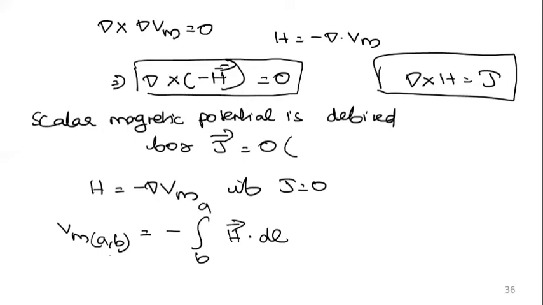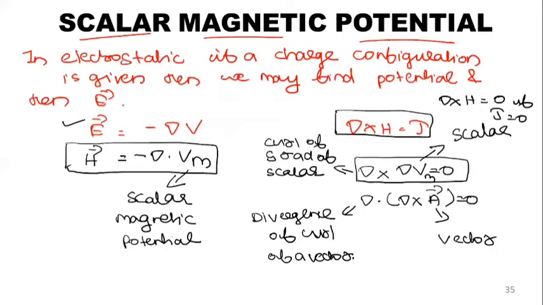So for a specific path, Vm is equal to minus integral from B to A of H dot dl. That is actually from Ampere's circuital law. So we have combined all these things. So this is the significance of scalar magnetic potential. Scalar magnetic potential is defined at J equal to 0. That is del cross del Vm is equal to 0. So how we are arriving there, you should know.